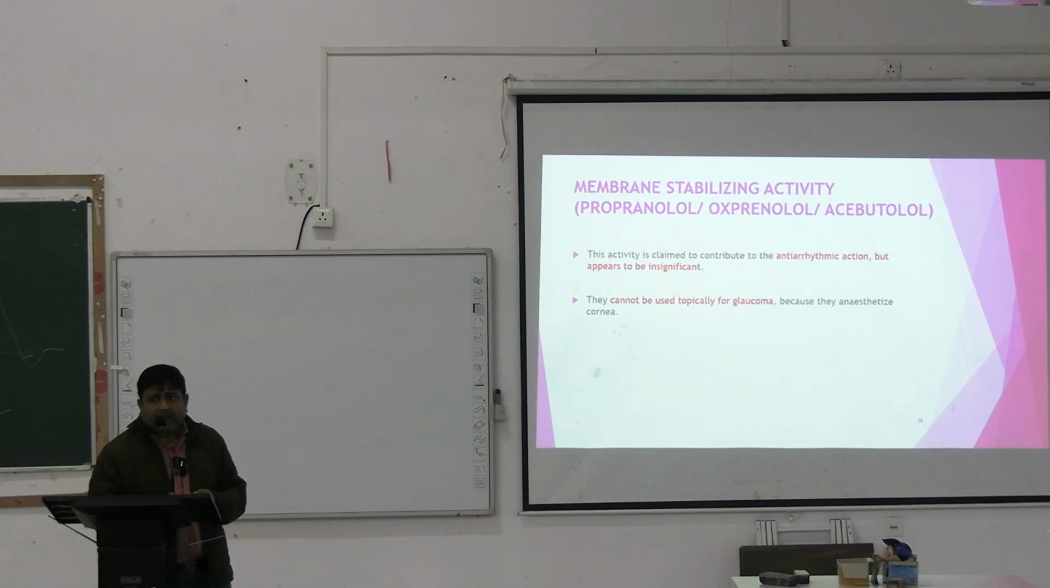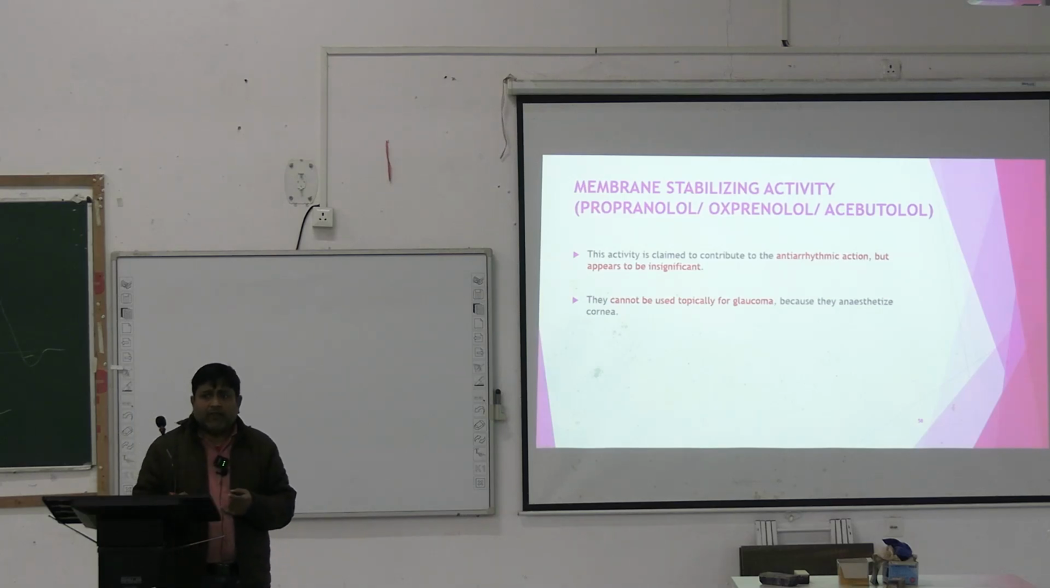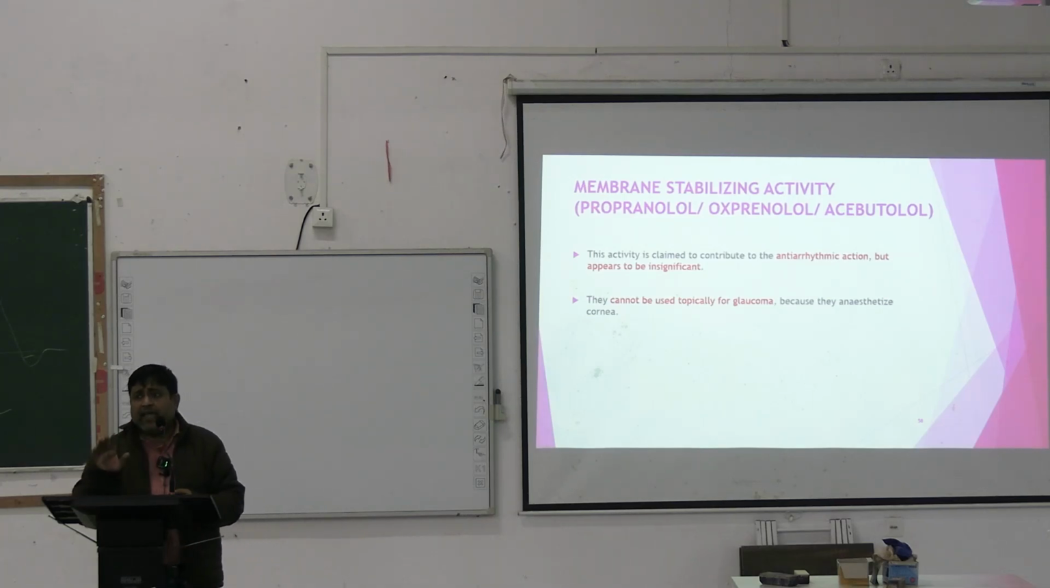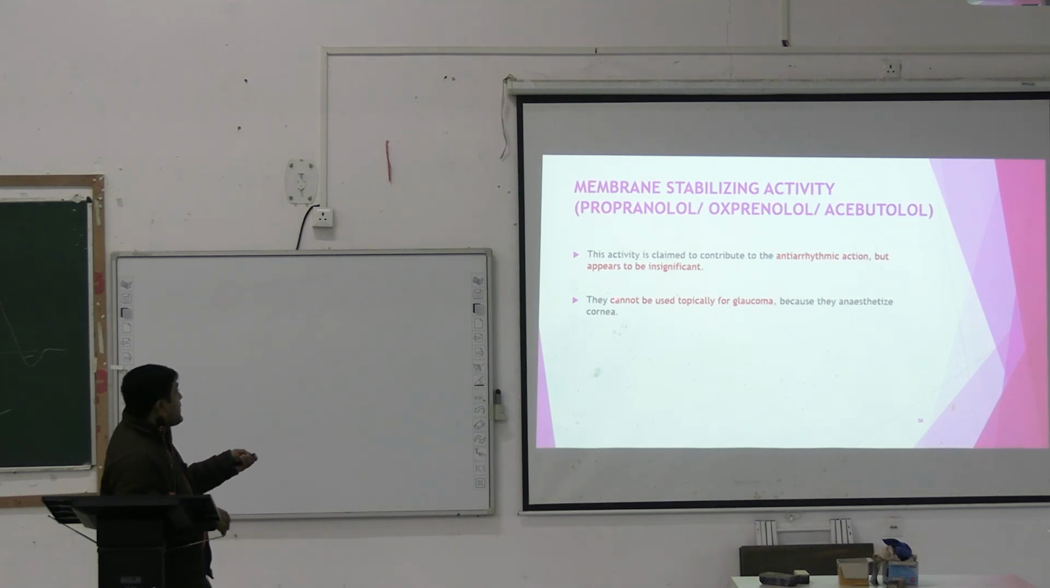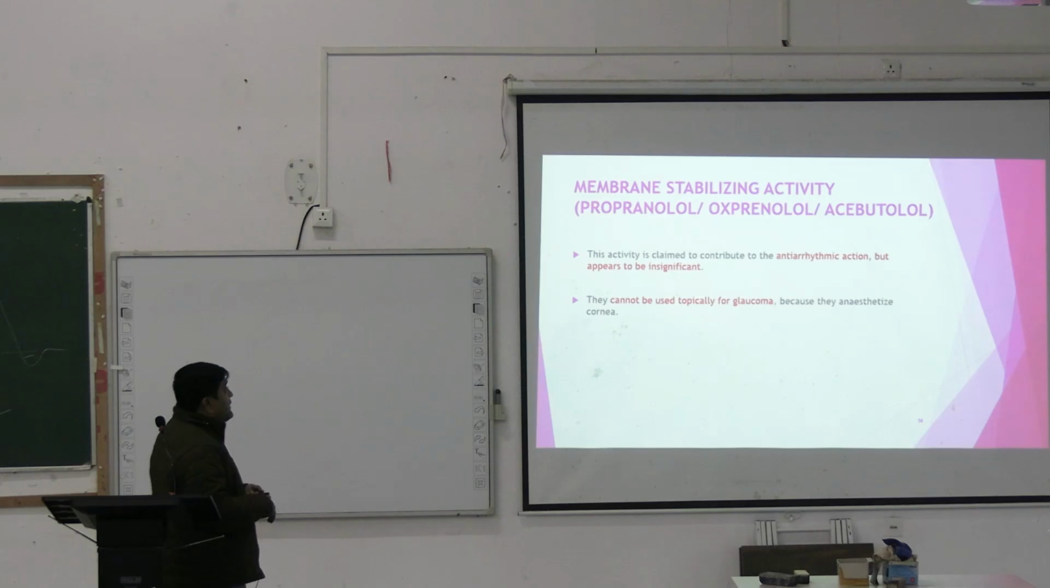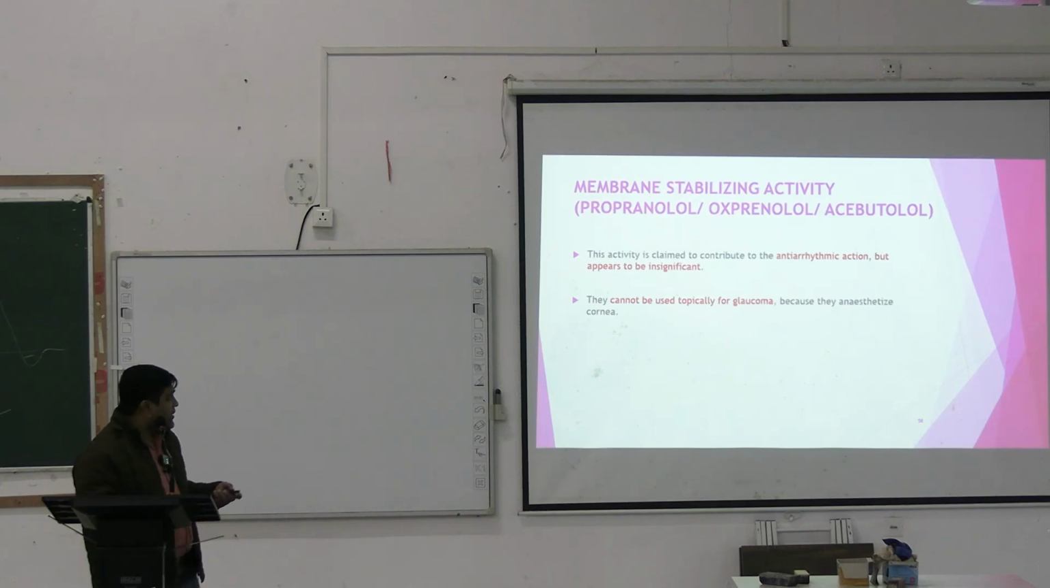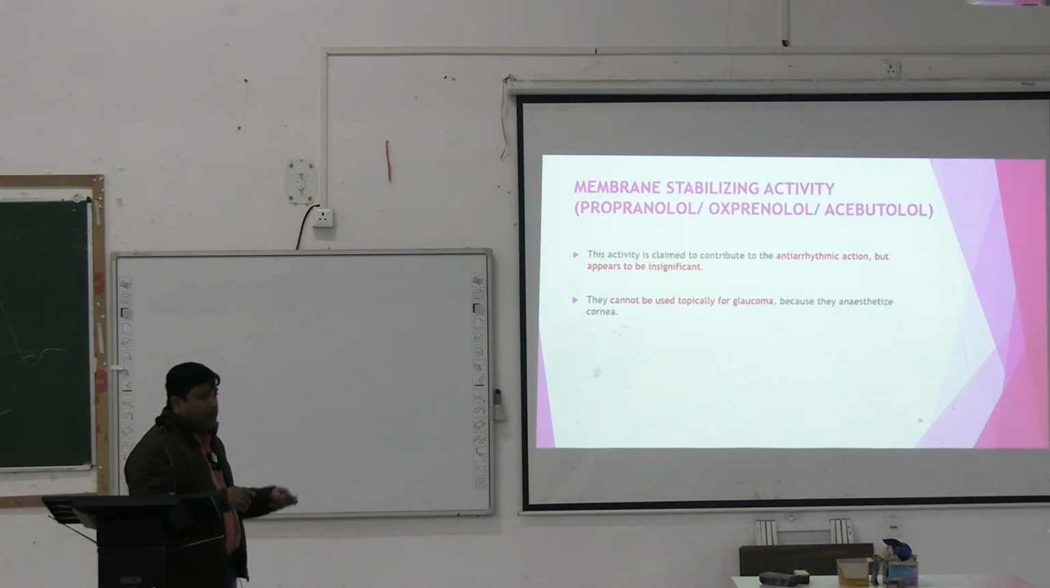Membrane stabilizing activity is due to sodium channel blockade that accounts for its local anesthetic effect. So, anti-arrhythmic action, but appears to be insignificant. They cannot be used topically for glaucoma because the sensation of cornea is decreased.